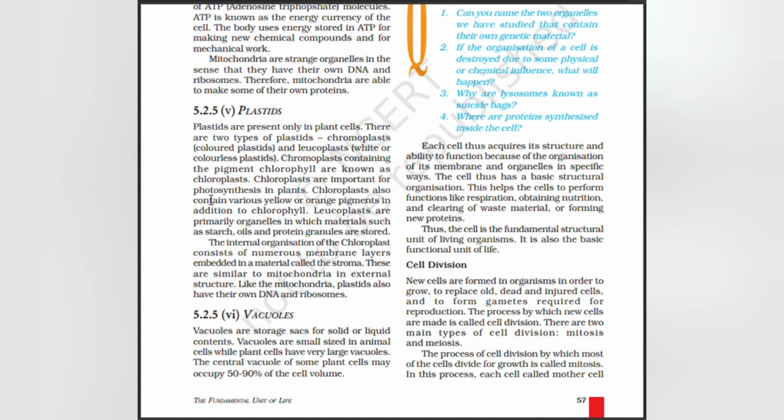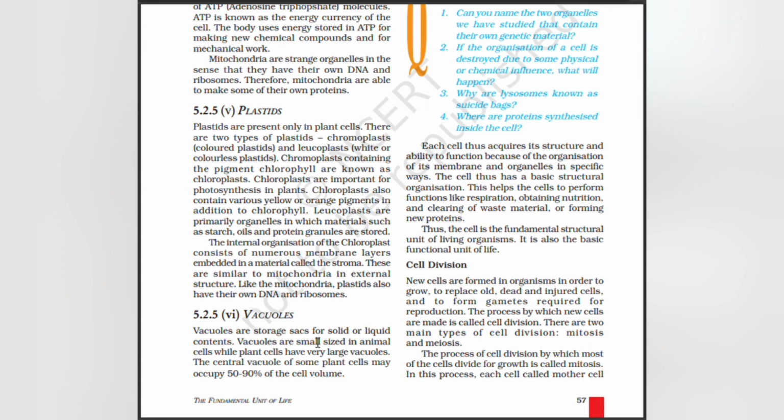Chloroplasts are important for photosynthesis in plants. Chloroplasts also contain various yellow or orange pigments in addition to chlorophyll. Leucoplasts are primarily organelles in which materials such as starch, oils, and protein granules are stored. The internal organization of the chloroplast consists of numerous membrane layers embedded in a material called the stroma. These are similar to mitochondria in external structure. Like the mitochondria, plastids also have their own DNA and ribosomes.